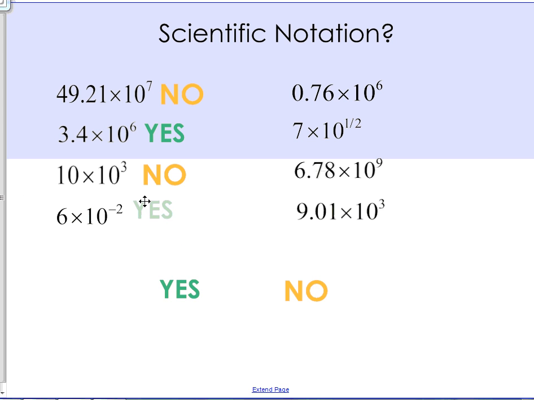This is a yes, even though you might think, wait a second, Mrs. Young, the exponent is a negative number. It still is, in fact, scientific notation. All right, I think you guys get the drift.